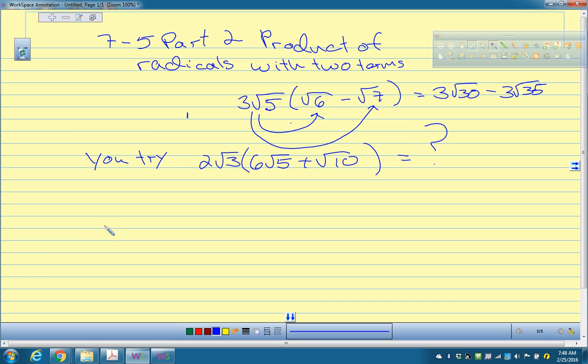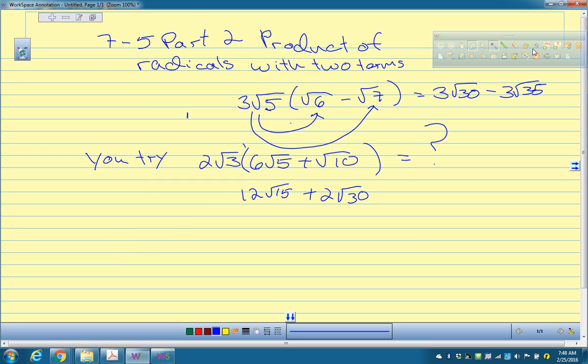Okay, so most of you got that correct. You should have gotten 12 root of 15, right? Plus 2 root of 30. Yes? Easy enough. So the next type of thing that you're going to see involves foiling.